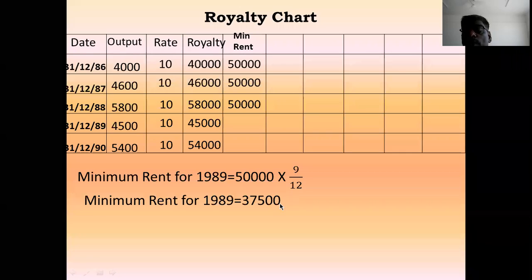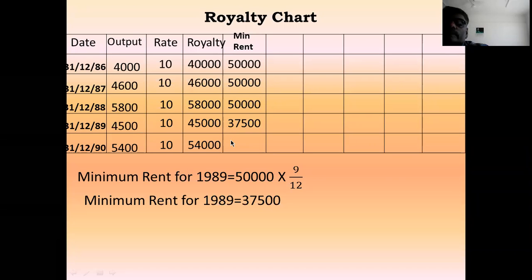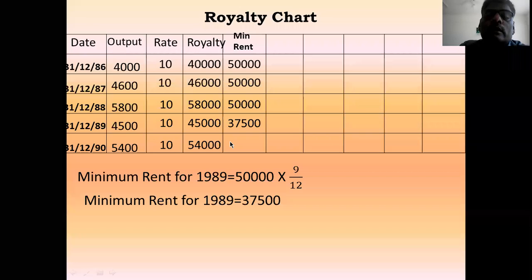So 12,500 is the reduction. That 12,500 is nothing but the minimum rent for 3 months. 3 months' minimum rent is reduced. So minimum rent for 1989 is 37,500. Clear? Next, the minimum rent for the next year is 50,000 again. Remember this: minimum rent is to be revised only when there is a stoppage of production, and that is to be changed according to the given instruction. Clear? Next I will calculate the excess.